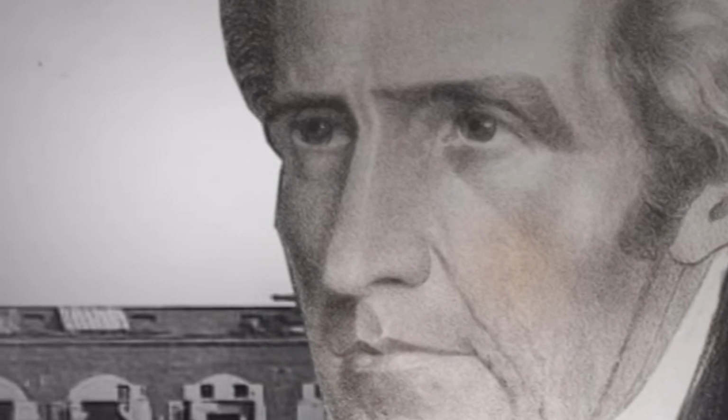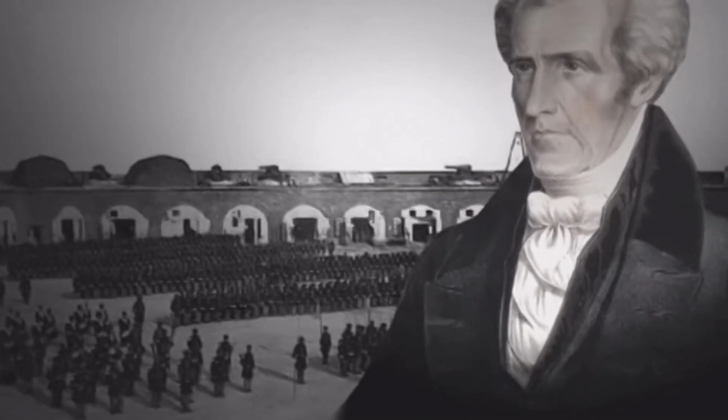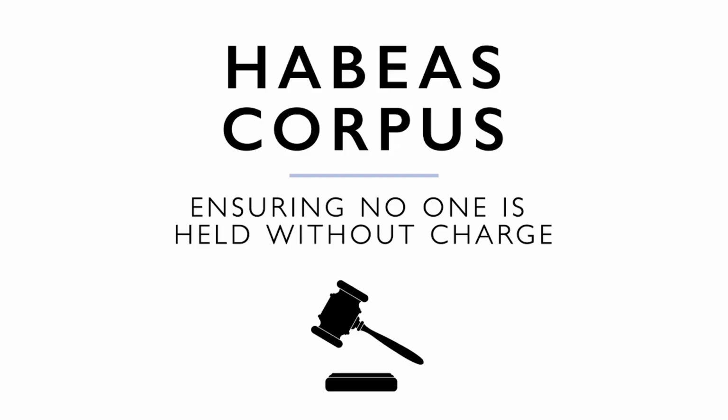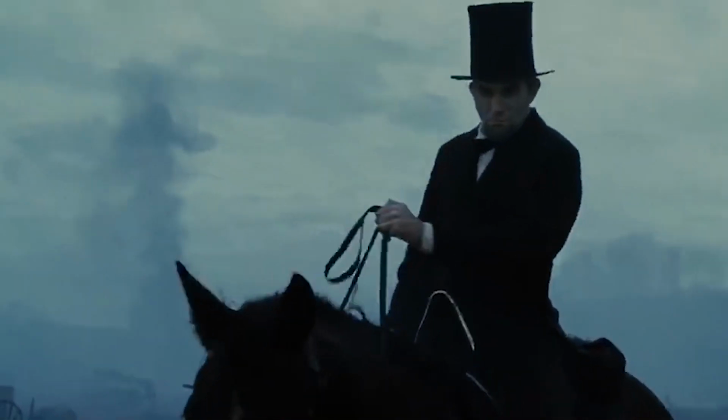Andrew Jackson used the veto more than any other president before him. He also expanded federal government power by challenging South Carolina's nullification of a national tariff. Even old Honest Abe suspended habeas corpus during the Civil War. He also jailed people for disloyalty and expanded the army while ignoring Congress.